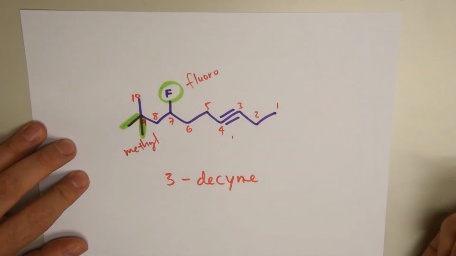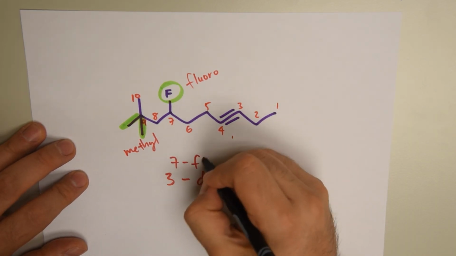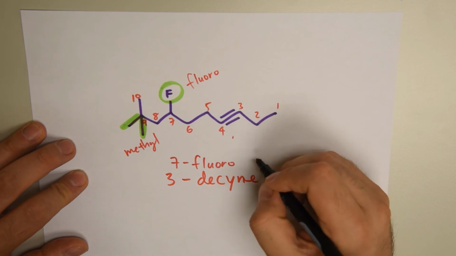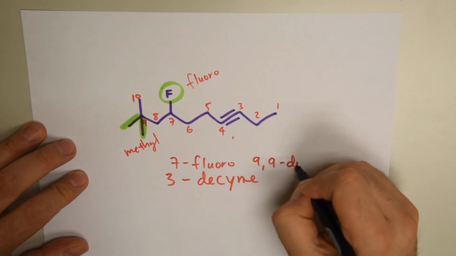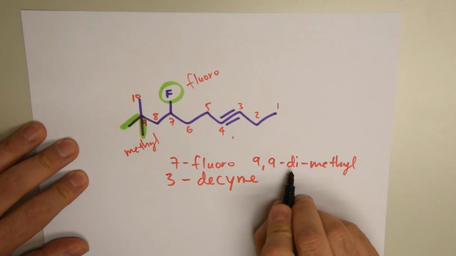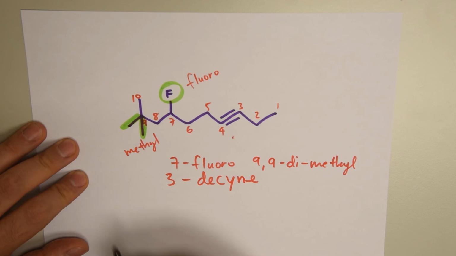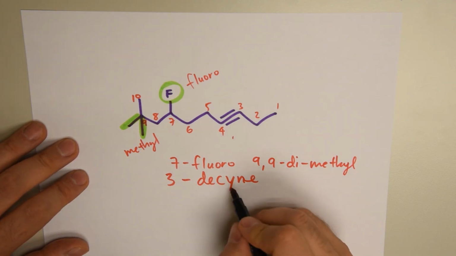What comes first alphabetically? Fluoro. And with its locant, 7-fluoro. And then 9,9-dimethyl, because we have 2 different methyl groups. That's why we write di, and they're both attached at the 9th carbon. 7-fluoro-9,9-dimethyl-3-decyne.